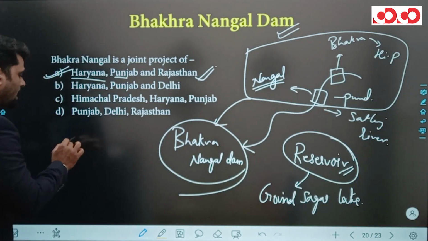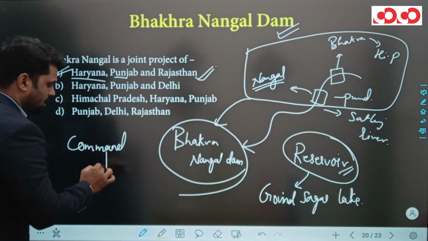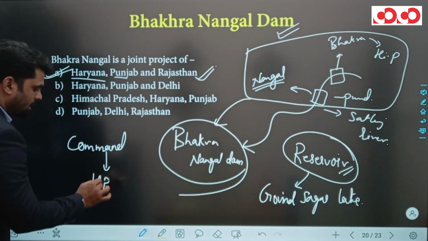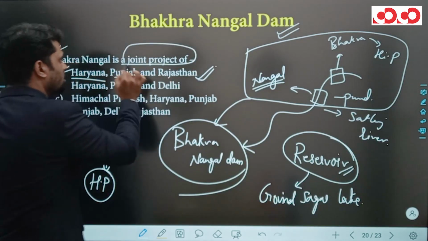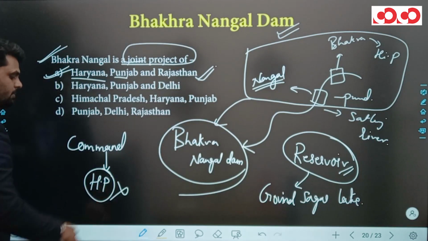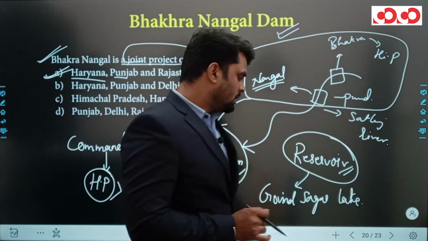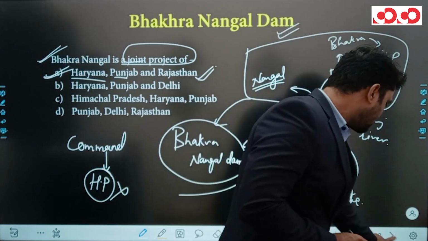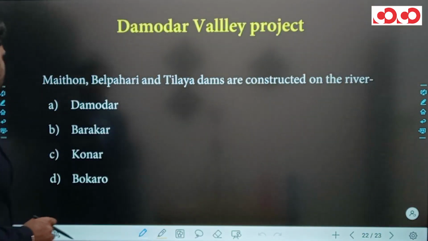Yes, the main command area of this project comes under Himachal Pradesh, but when the question is asked about a joint project, you don't have to consider Himachal Pradesh. Only Haryana, Punjab and Rajasthan are contributing to this project. Clear? Okay, let's move to the last question.